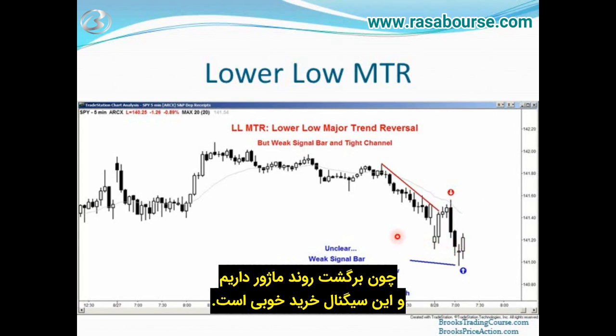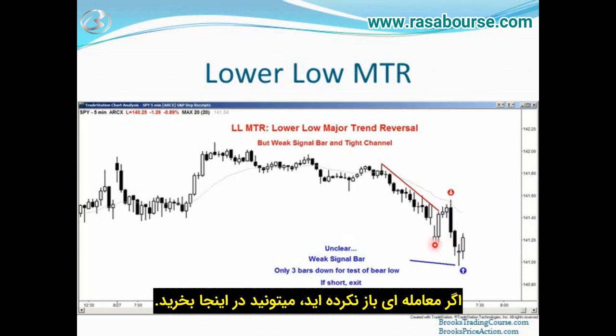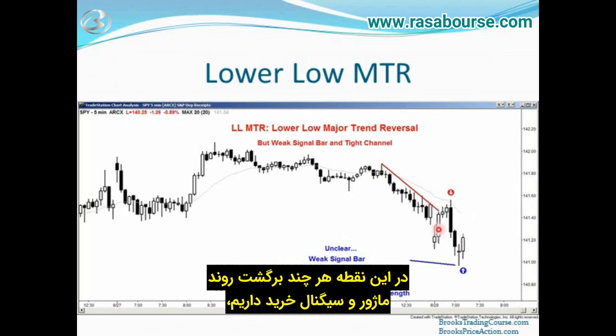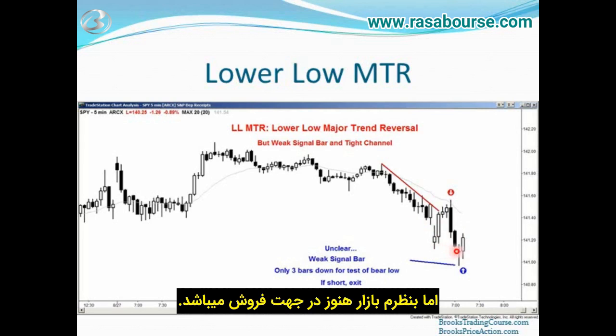If you're short, I definitely would get out of any short at this point because this is a reasonable major trend reversal buy signal. If you're flat, you could buy here, or you could wait for further evidence that the market has become always in long. At this point, I think the market's still always in short, even though it's on a valid major trend reversal buy signal.